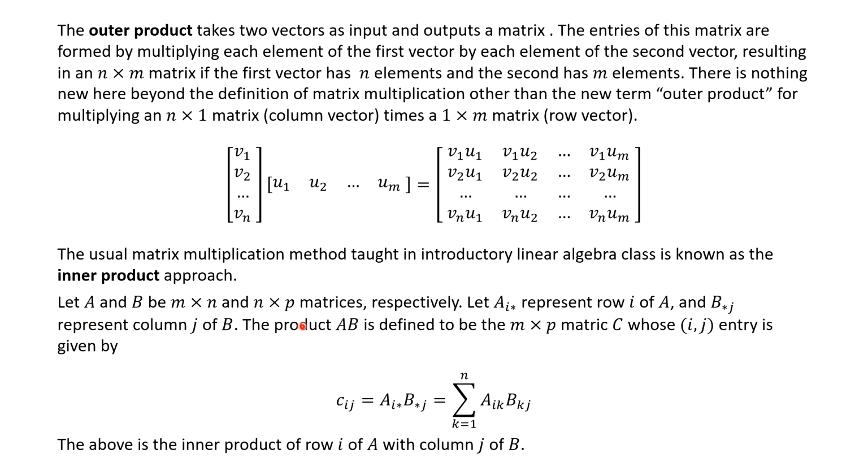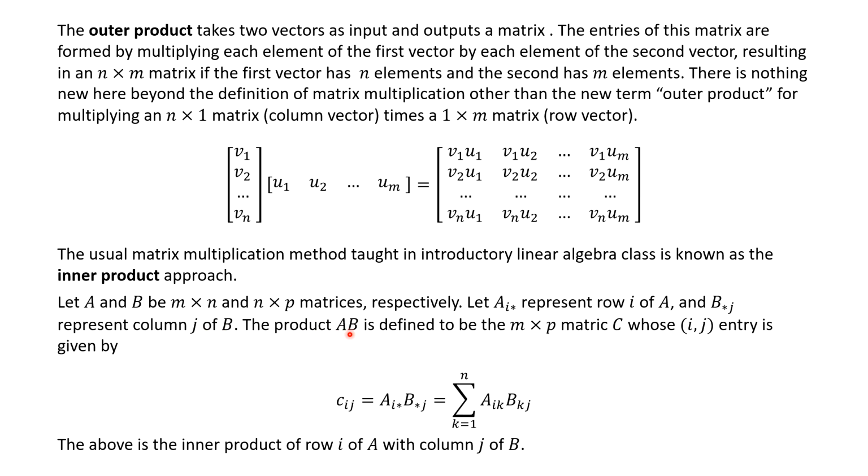Then down on the bottom here we have: let A and B be M by N and N by P matrices. So in other words, you can multiply them because the number of columns in A is equal to the number of rows in B, which is required to multiply two matrices. Then let A_i-star represent row i of A. So we're kind of starring out the column. So this is just row i of A. And B_star-j represents column j of B.